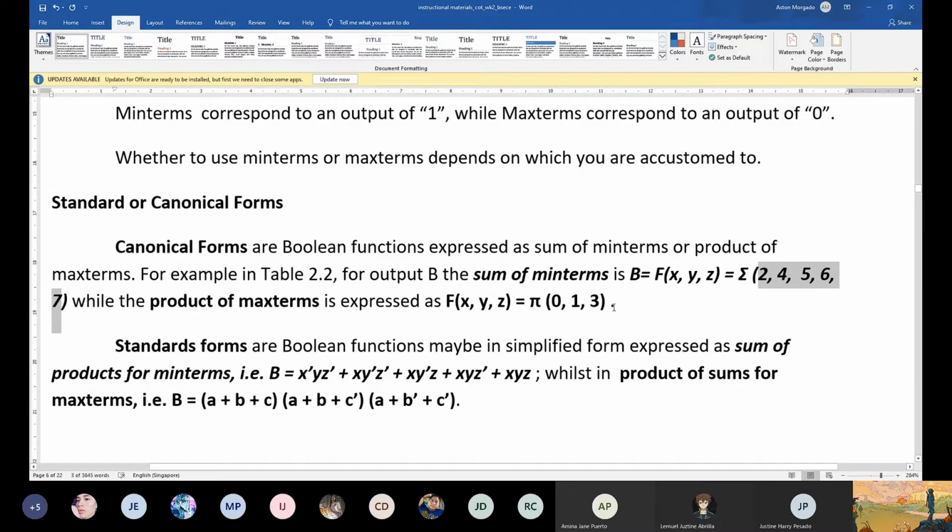Questions so far? I know this part is a bit confusing. Question? Question?